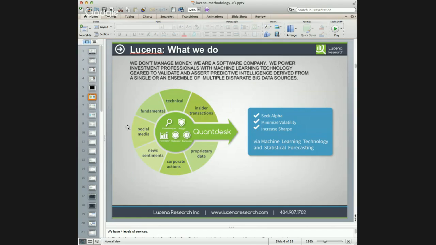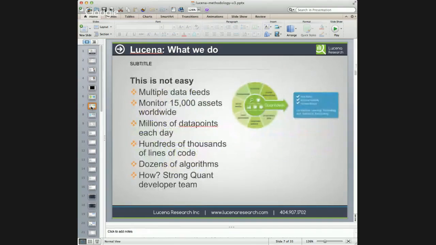Now we take in lots and lots of different sorts of data. So you all, for instance, now are working with technical data. At our company, we also have fundamental data. We have proprietary data feeds like information about insider transactions. We track news and news sentiment and social media. Each day we capture 500 data points across 15,000 stocks worldwide. So each day we're collecting millions of data points for all of these assets around the world, and we number crunch them overnight and typically come up with trades for the next morning.